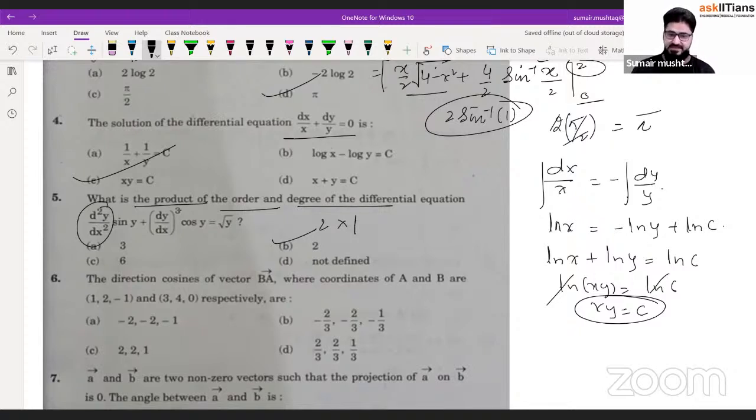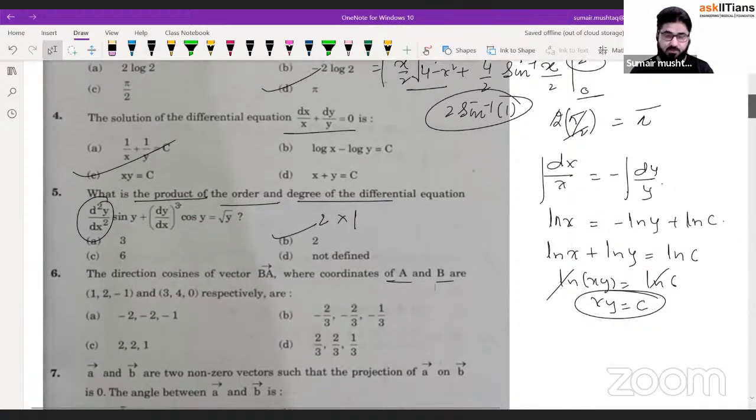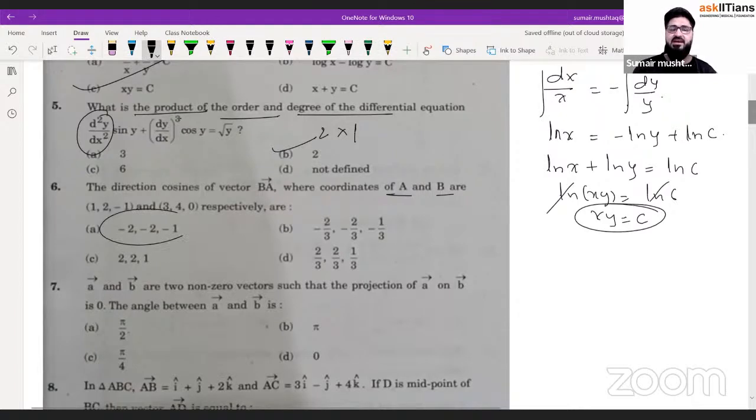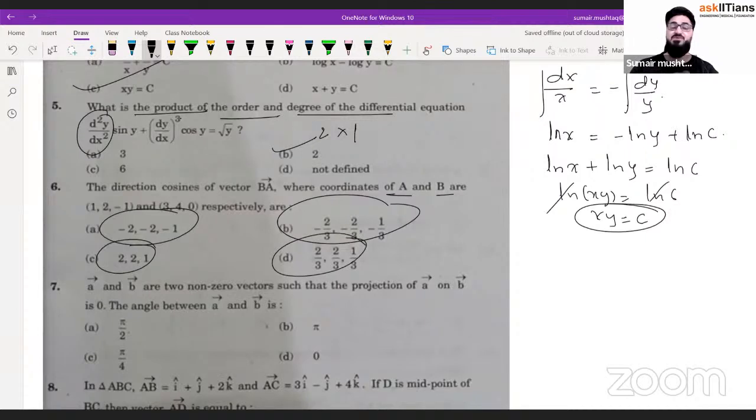Easy, easy. Okay, now the direction cosines. The direction cosines of BA, where the coordinates of A are this and the coordinates of B are this. See, here you have to remember one thing. If you need to find the direction cosines of BA, you have to take the position vector of A minus the position vector of B. As you can see from the options, one is of the negative form and the other is positive. This is confusing a little bit, so you have to take the correct approach for this question.